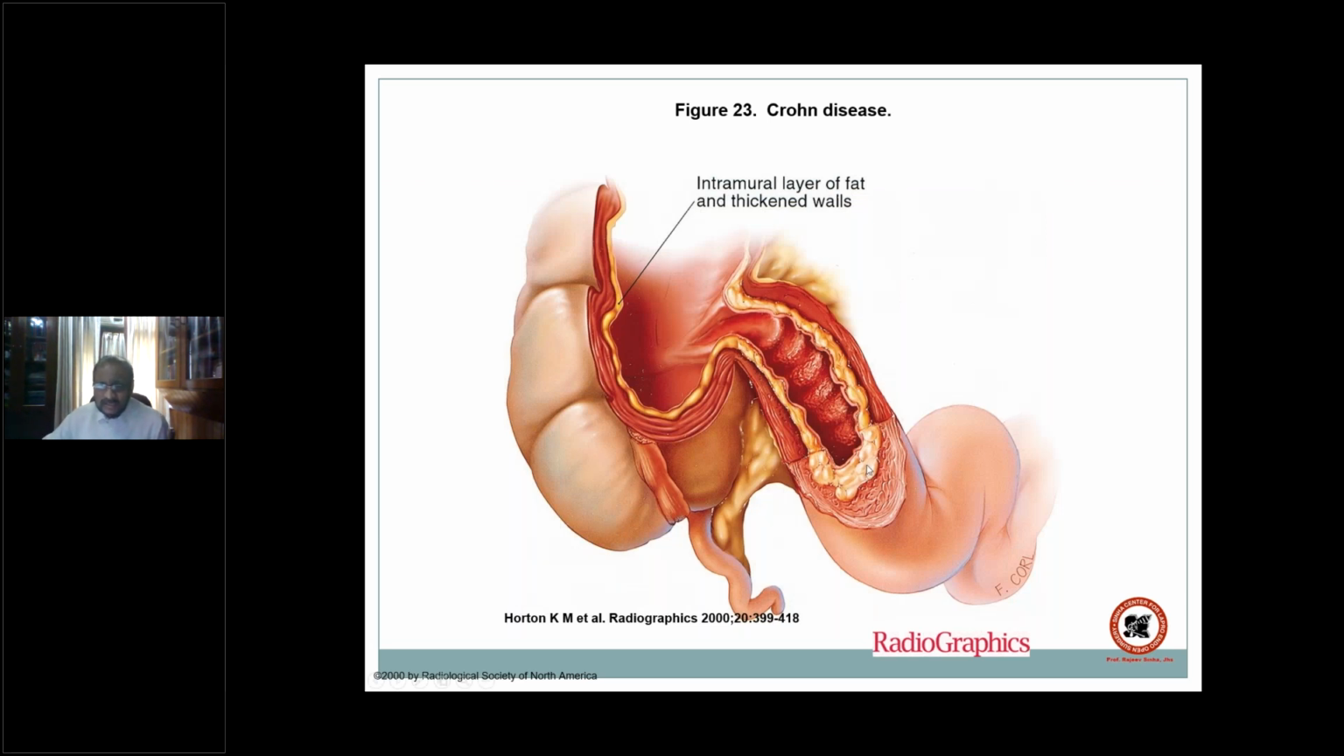This is how it looks. See the intramural thickening, all layers, and fat and thickened wall. See the fat deposition. How thick the endothelium is. See this endothelium, very thick. The muscle is also thick. Compare this muscle with the rest of the bowel. So very thick muscle. So there is an intramural layer of fat and thickened walls that is always there.